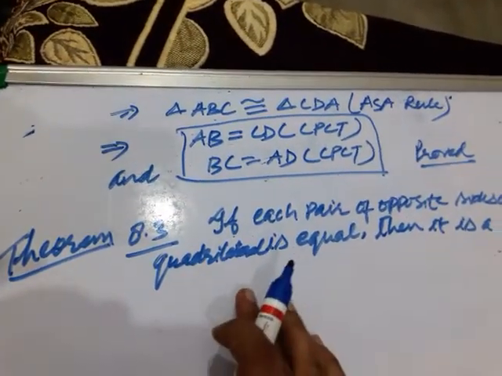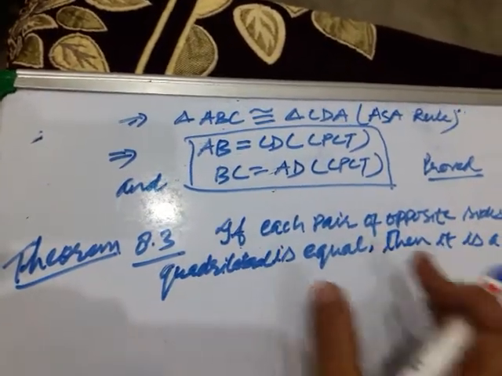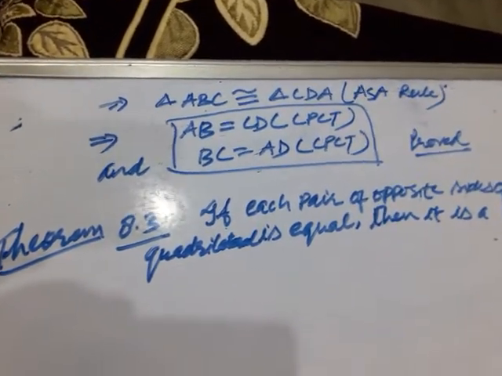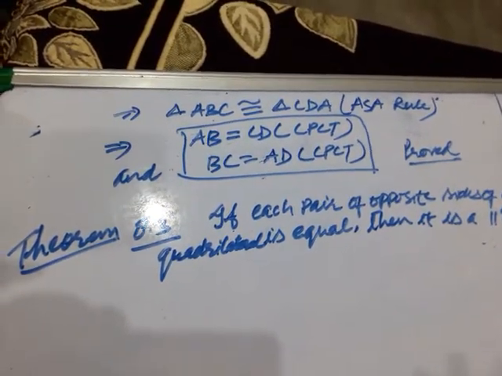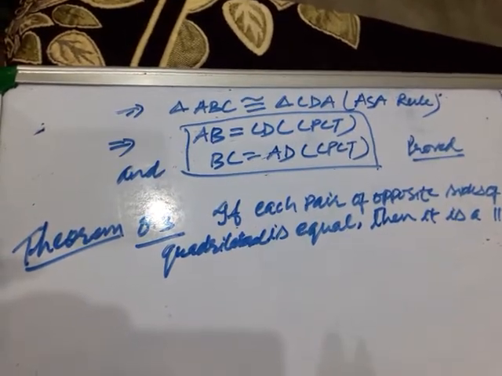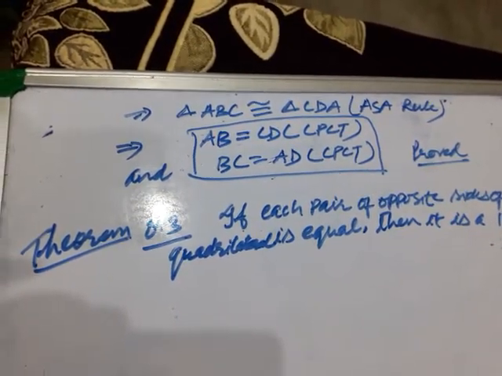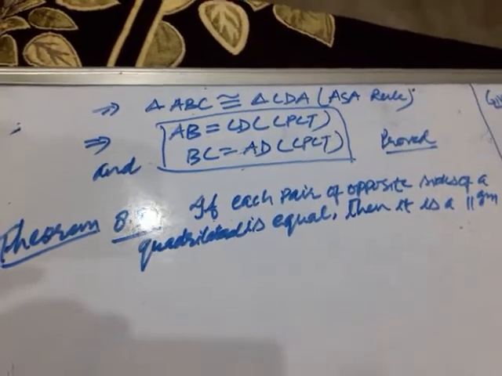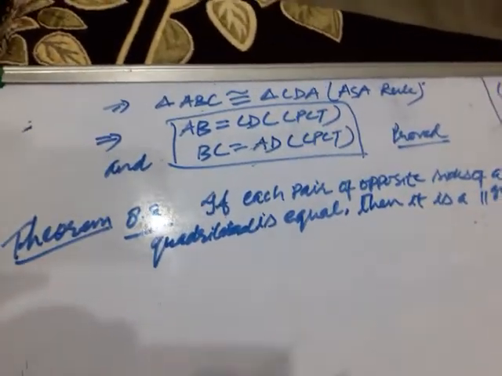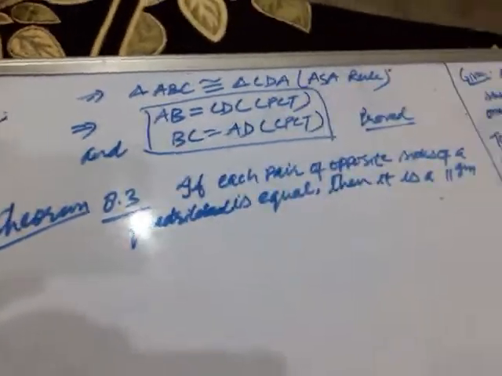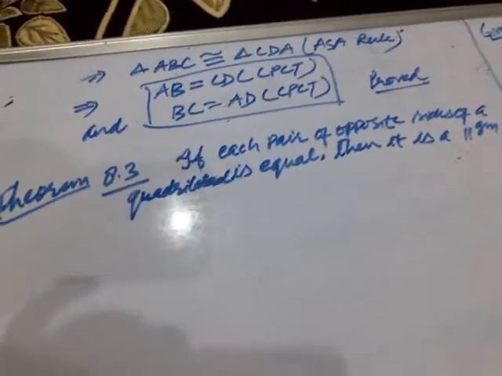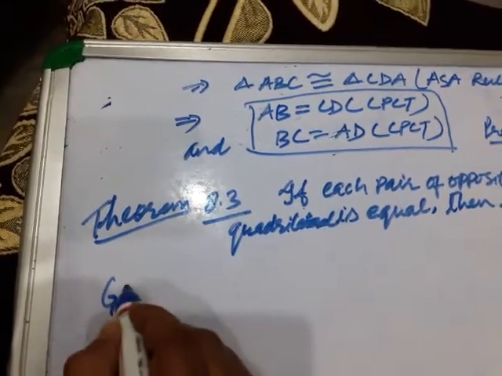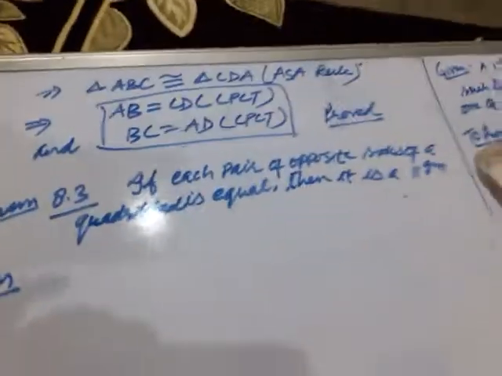Okay, children. So let us make the correction. If each pair of opposite sides of a quadrilateral is equal, that is, both the opposite pairs of sides are equal, then we can say that this quadrilateral is a parallelogram. Let us prove it. How it comes true. Let us draw a quadrilateral first. Start, children. What is given? Here a parallelogram is not given, children.